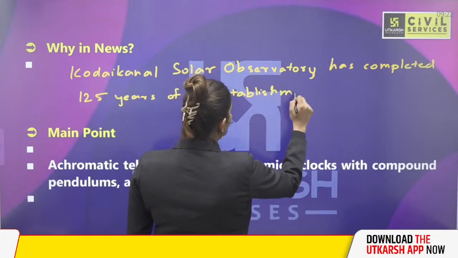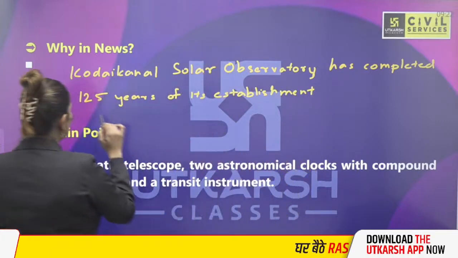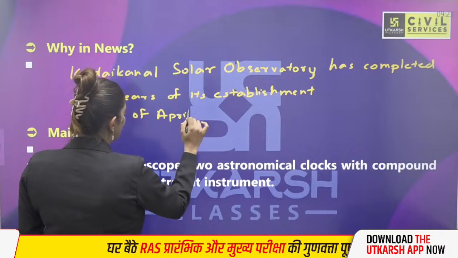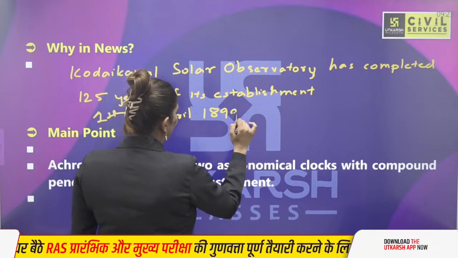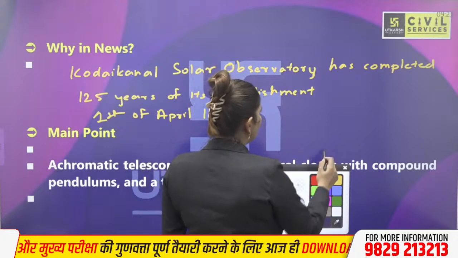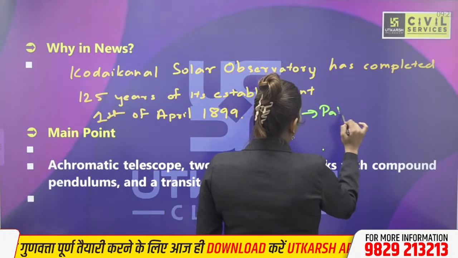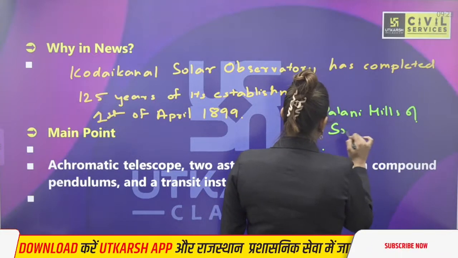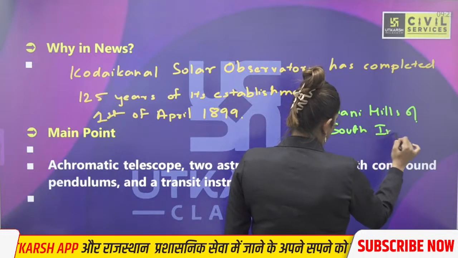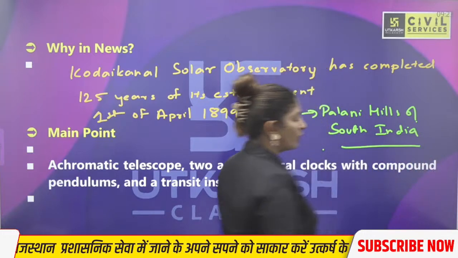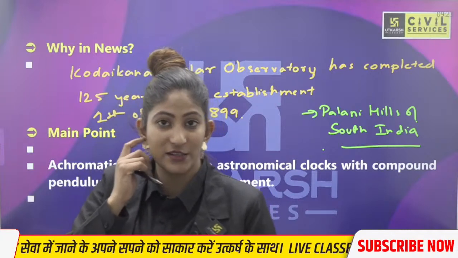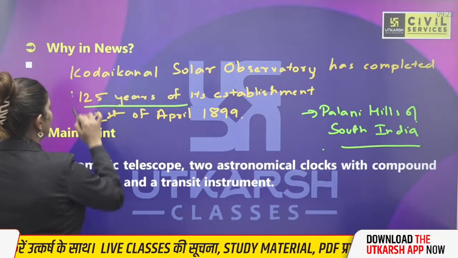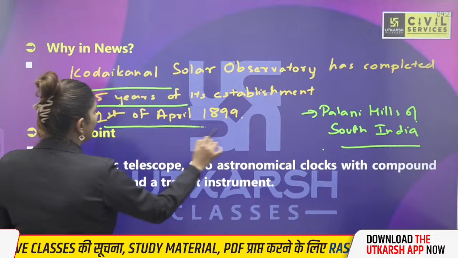When was it established? It was established on 1st of April 1899, and the Kodai Kanal Observatory is established on the Palani Hills of South India. Remember this as well, because this could also be asked. It is developed on the Palani Hills of South India, and recently it has completed 125 years of its establishment. When? On 1st of April 1899.